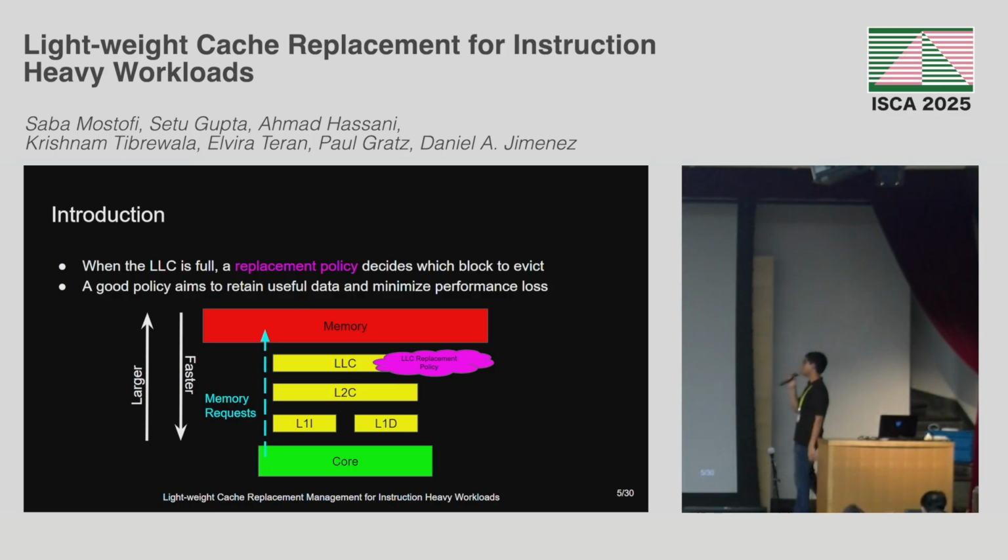So let's see how we can design an efficient replacement policy. It's important to note what exactly we mean by a good replacement policy. A good replacement policy aims to retain useful data by throwing out data which would not be used. We want to keep only the data that we're actually going to use in the cache.